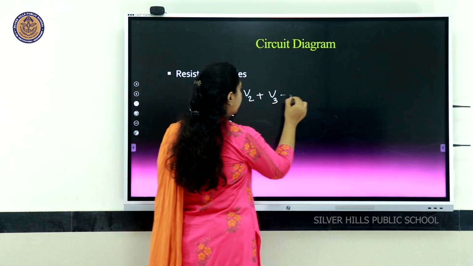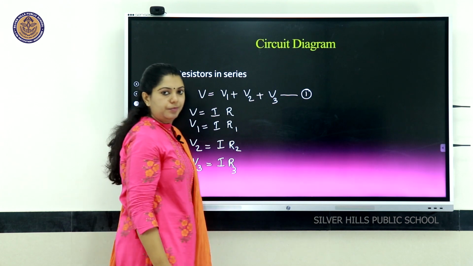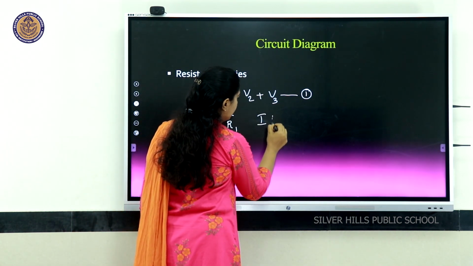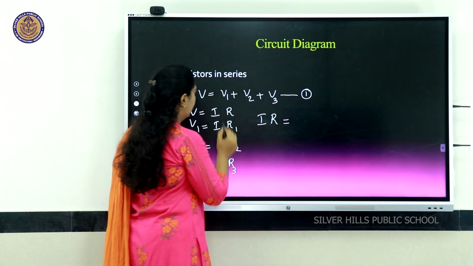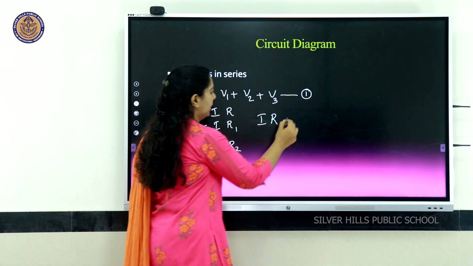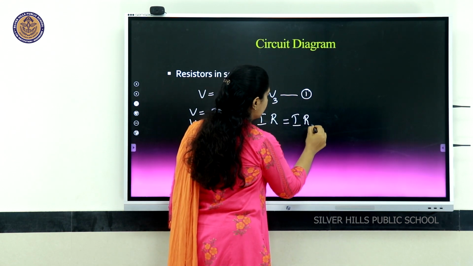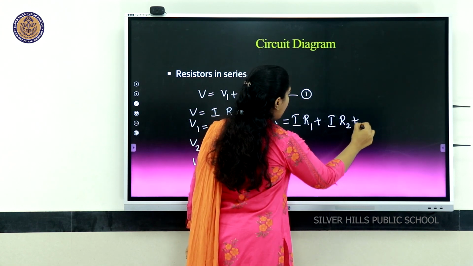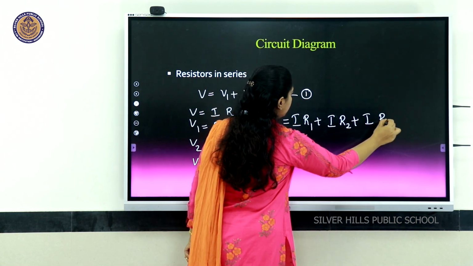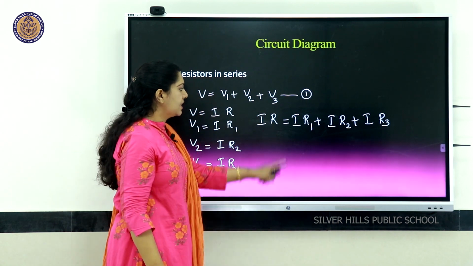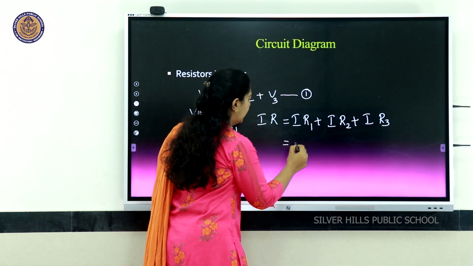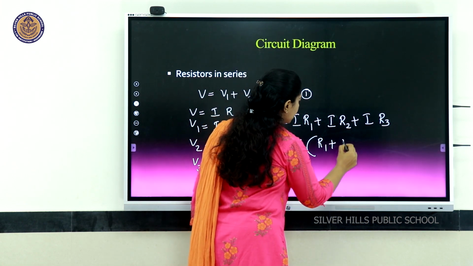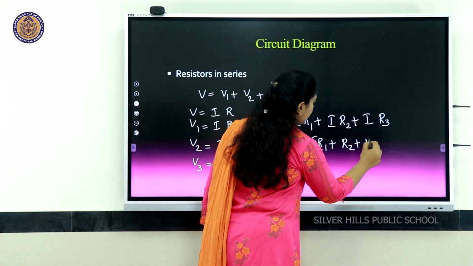Substitute all these values in equation number 1. We can write V is equal to IR. That means IR is equal to IR1 plus IR2 plus IR3. Next, this I is the common term. Taking it outside, we can write I into R1 plus R2 plus R3.